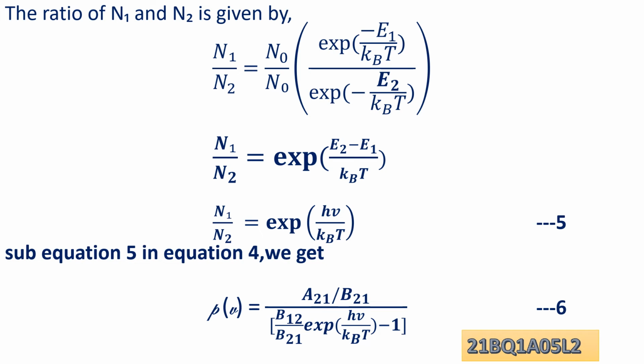As we have studied in earlier classes, we know that the change in energy delta E equals E2 minus E1 equals h nu. So replacing E2 minus E1 by h nu, we get N1 by N2 equals exponential of h nu by kBT. Let it be equation 5. Substitute equation 5 in equation 4. We get equation 6 as shown.